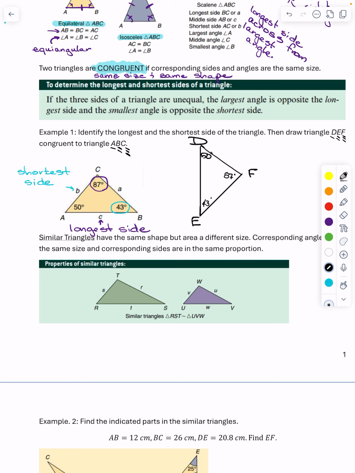And notice how we have labeled these. Capital letters for the points, lowercase letters for the side opposite. So this will be lowercase d, this is E, this is F. Does not have to have the same orientation, just the same shape and size.